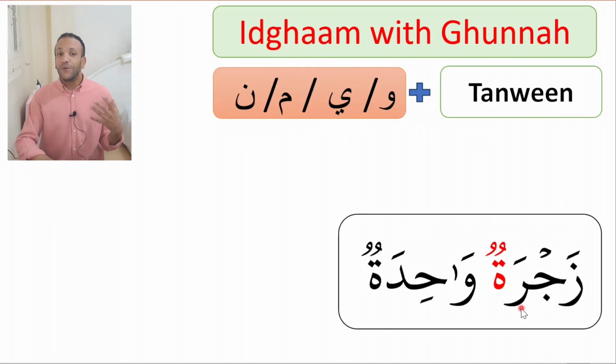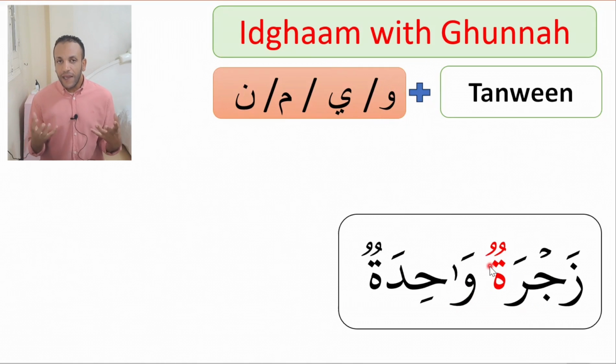So what will you do to apply this rule? Here you have an example. We have two words. The first word finishes with a letter that has Tanween. The following word starts with the letter waw, which is one of these four letters. It is present here. So you have these two words. In case you need to read the two words together, this is very important. You need to read the words together so you can apply this rule.